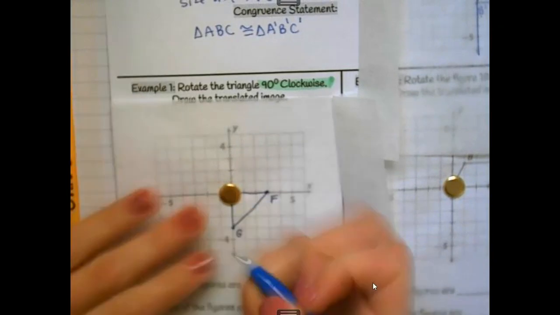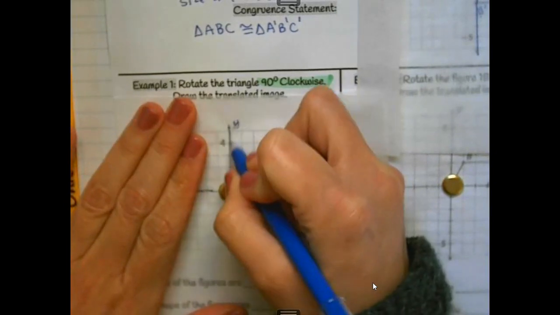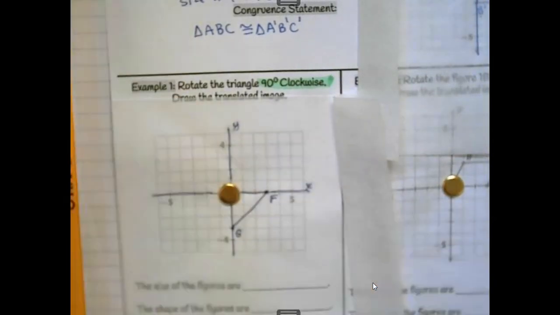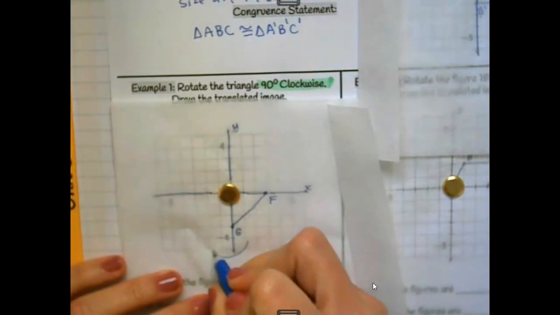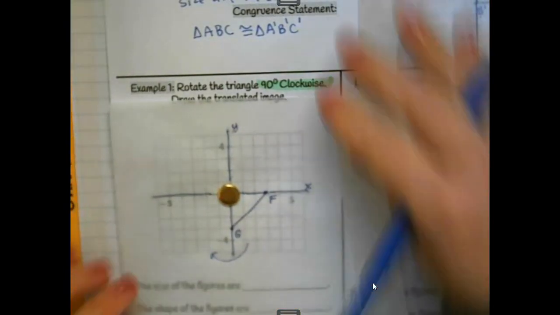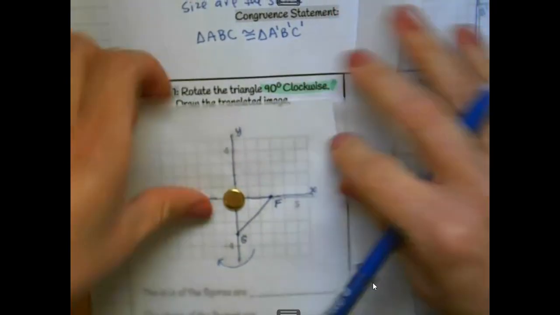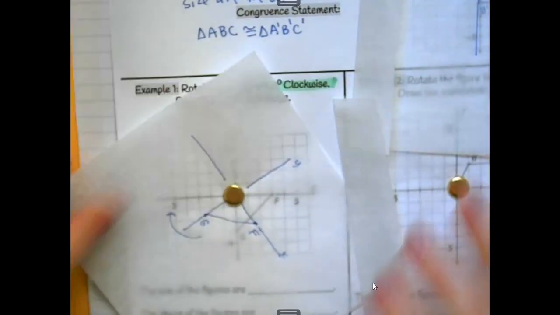And again, when you're doing your rotation with the patty paper, you're going to make sure your X and Y axis are also traced, and then you want to label them. All right, so 90 degrees clockwise. So I'm going to go one full quadrant clockwise that direction. So I'm going to go ahead and take my patty paper and I'm going to turn it. And I want to just make sure.